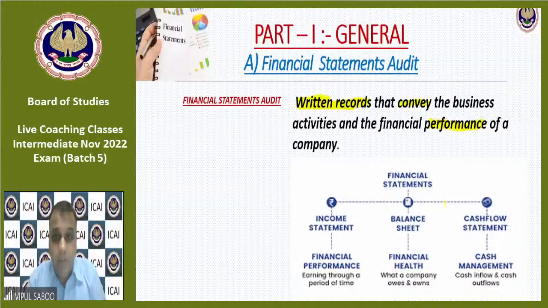In financial statements, what do we have? Income statement, balance sheet, cash flow statement. Income statement tells us about the financial performance. How well has the business performed? How well were the earnings? Balance sheet tells us about the financial health.